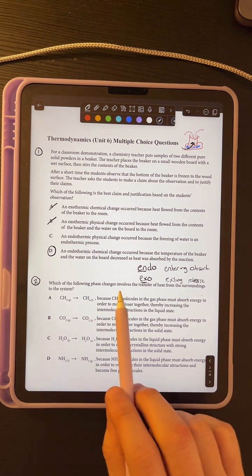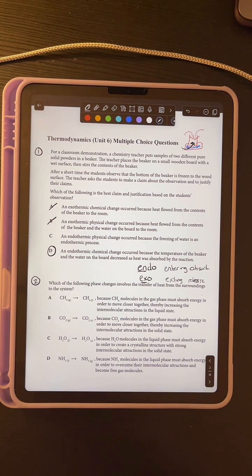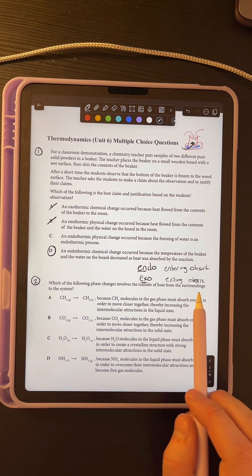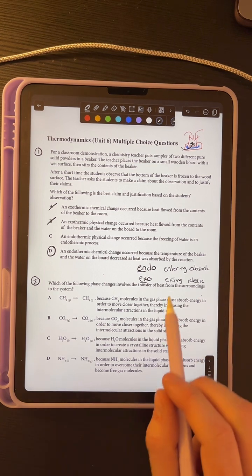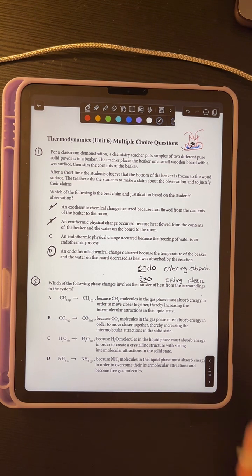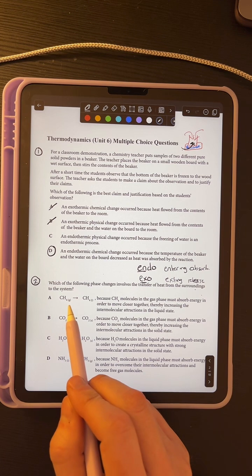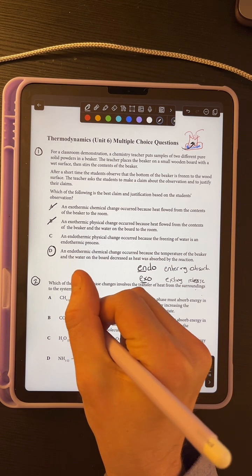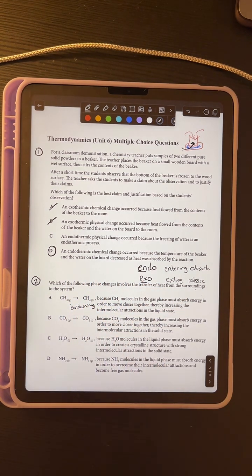Which of the following phase changes, so now we're talking strictly about phase changes going from solid to liquid, liquid to gas, gas to solid, involves the transfer of heat from the surroundings to the system. We sort of just did one here, right? We were doing from the surroundings to the system. So let's take a look at what we have. We have a gas going to a liquid. Well, when a gas goes down to a liquid, it is condensing. That is what that is called.